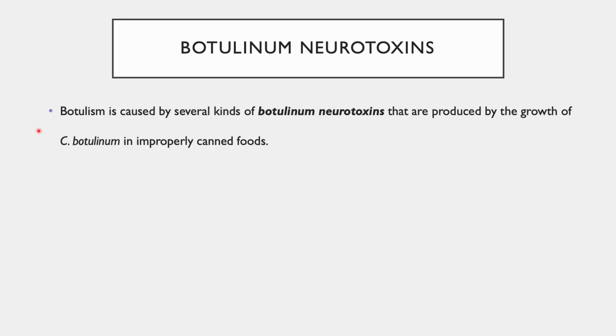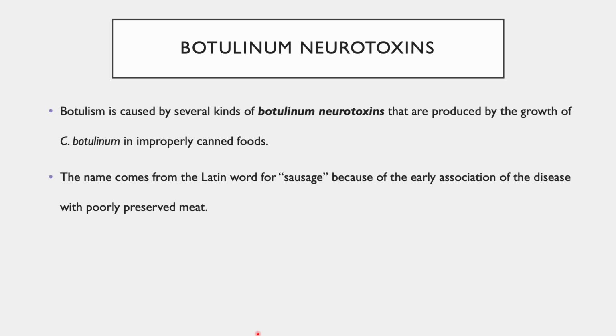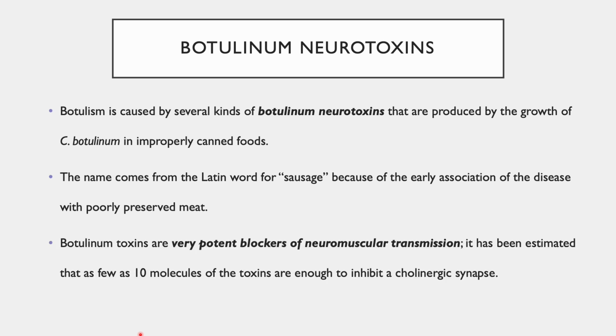Botulism is caused by several kinds of botulinum neurotoxins, and they're produced by the growth of C. botulinum in improperly canned foods. You may have heard of instances like this where people have become infected. The name itself comes from the Latin word for sausage because it was usually associated with poorly preserved meat, and this neurotoxin could be highly dangerous to ingest.